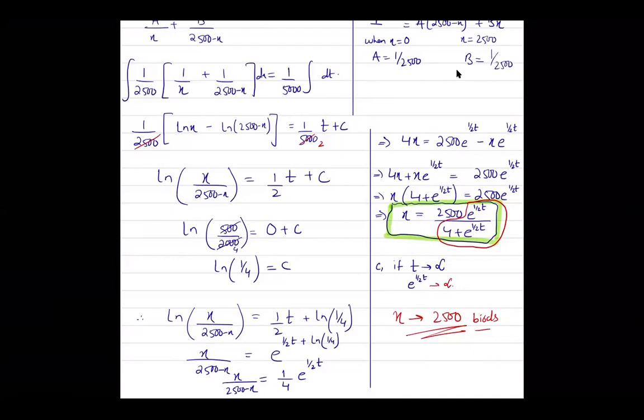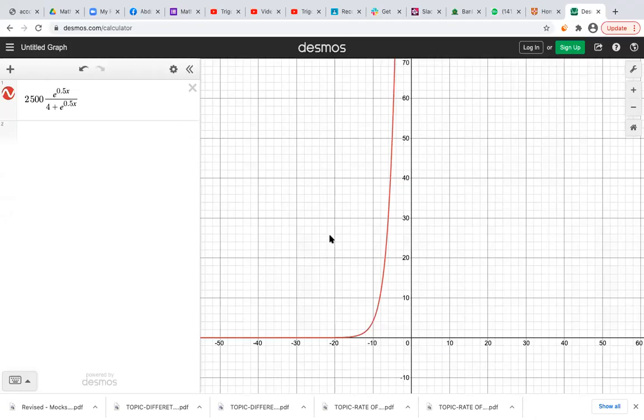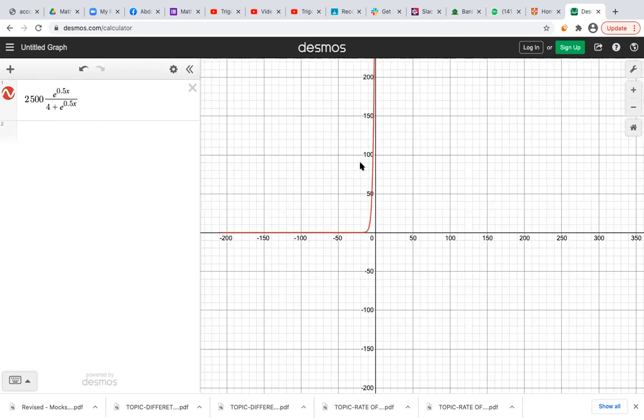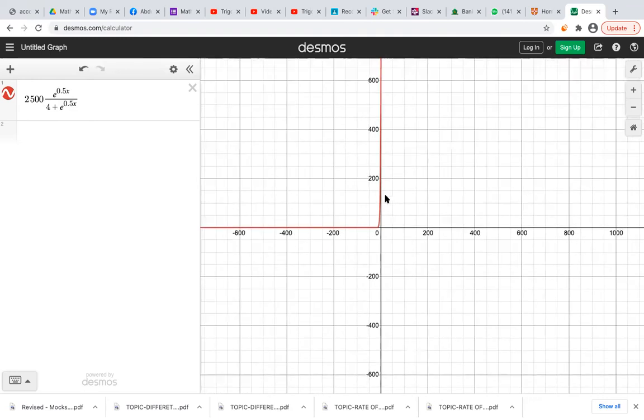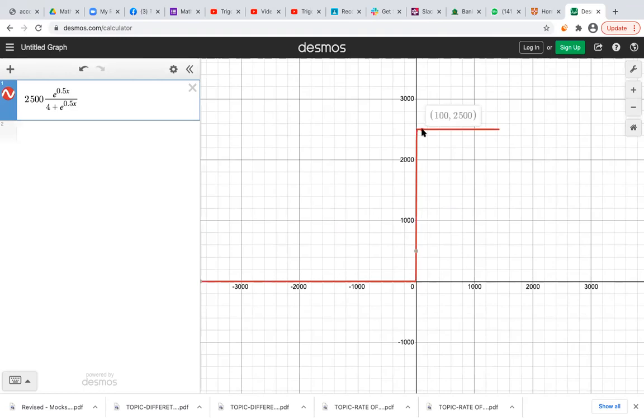Let me see if I can draw the graph and show you how to sketch this. Yes, sir. All right. So I have drawn the graph of 2500 times e to the power of 0.5x. Now over here, x represents the value of time divided by 4 plus e to the power of 0.5x. So if I am going to zoom this out, you see there is a line being made on the top.